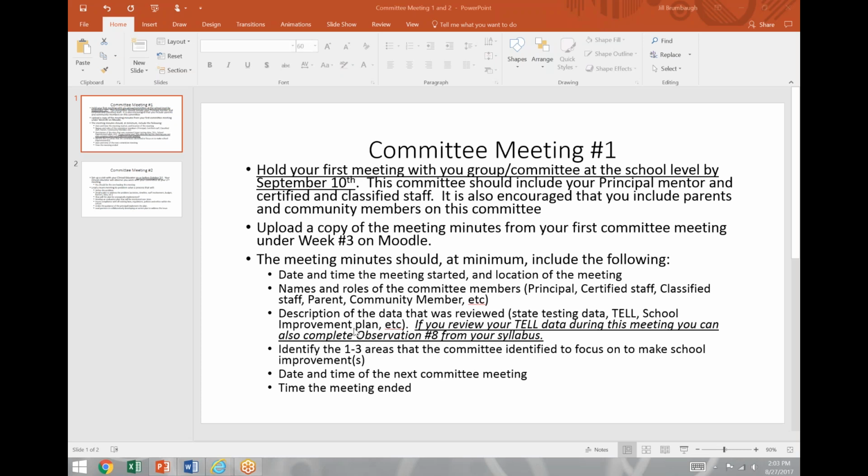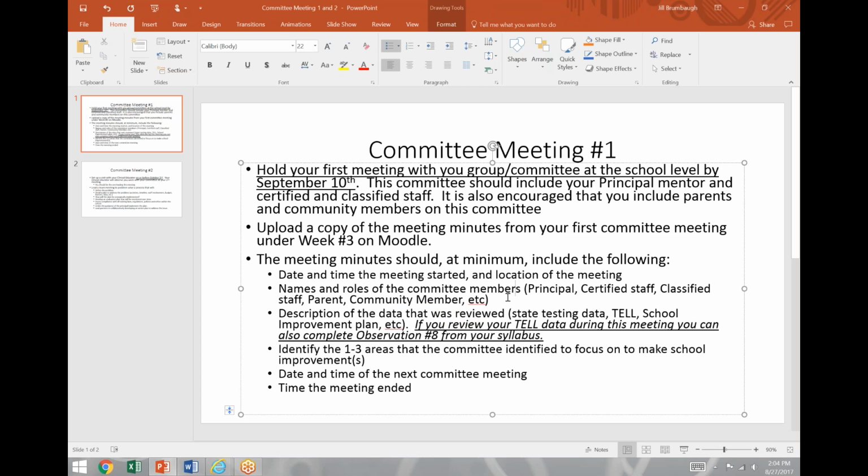So the goal during this meeting is to let all the people on the committee know the reason why you guys will be meeting, to let them as a group start to go over some data. I'd encourage you to go over some testing data, some TEL data, things like that. If you do as a committee go over your TEL data, don't forget that can be used for observation number 8 that's on your syllabus. You can actually take care of observation number 8 during this meeting as well.